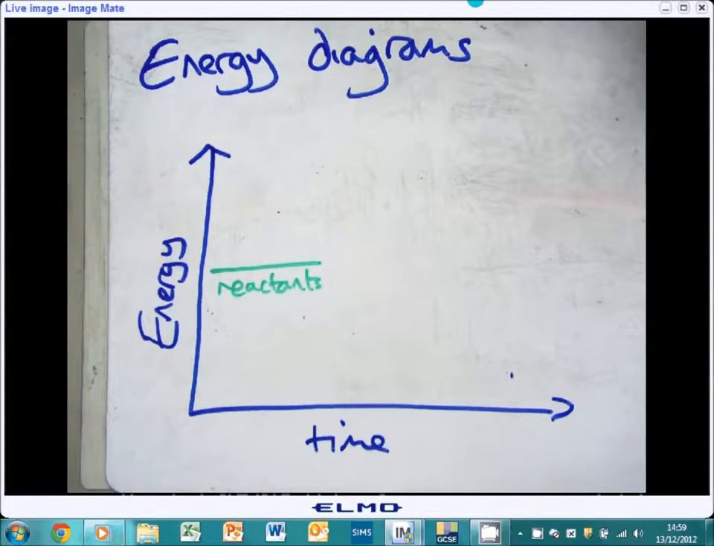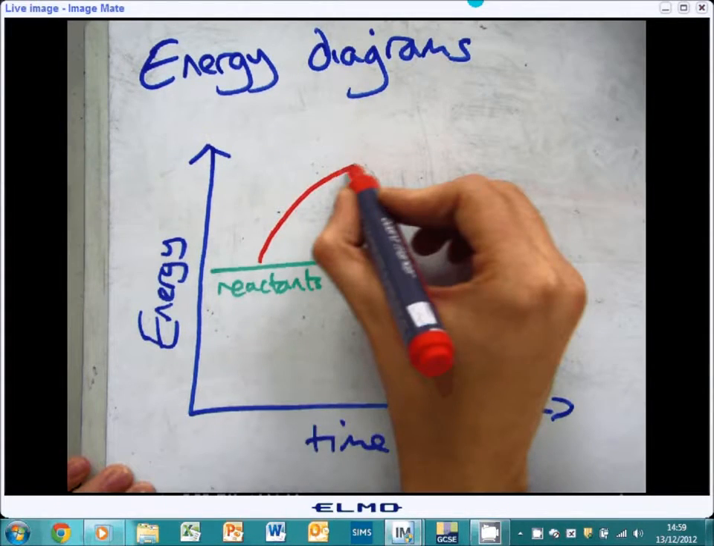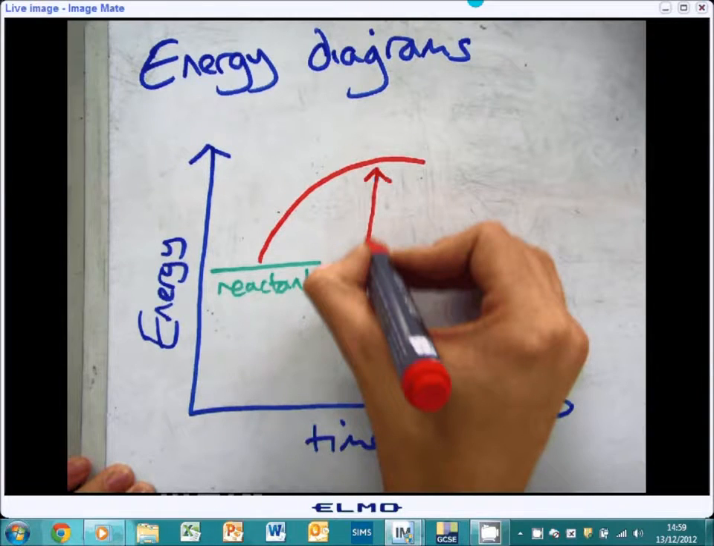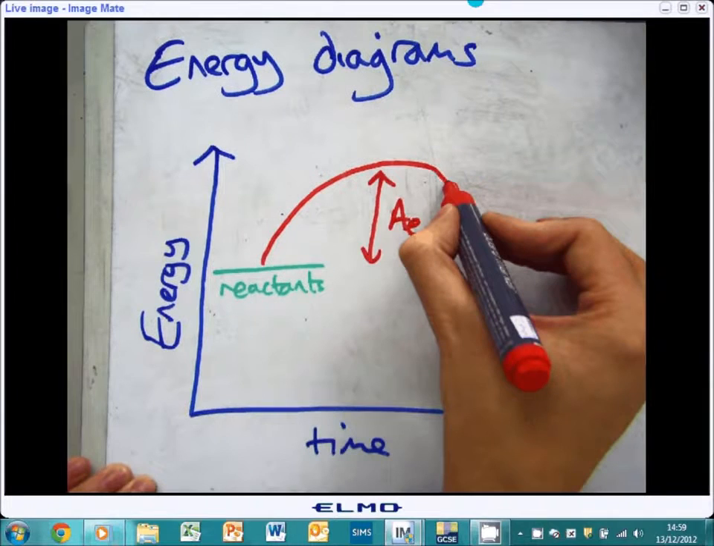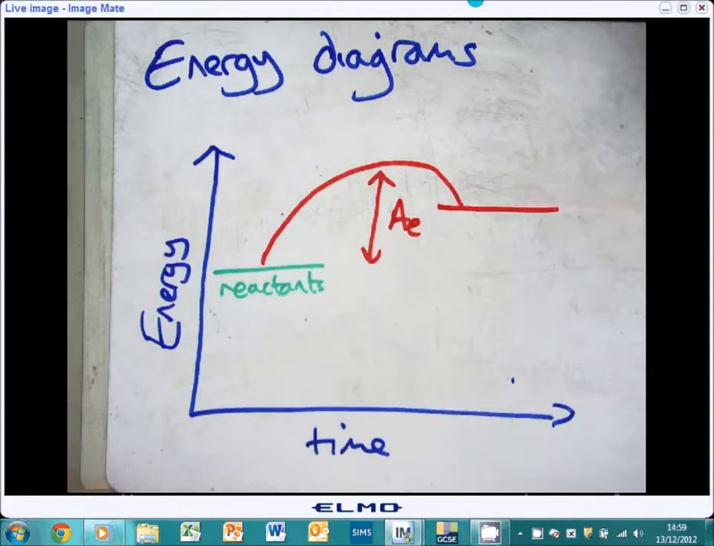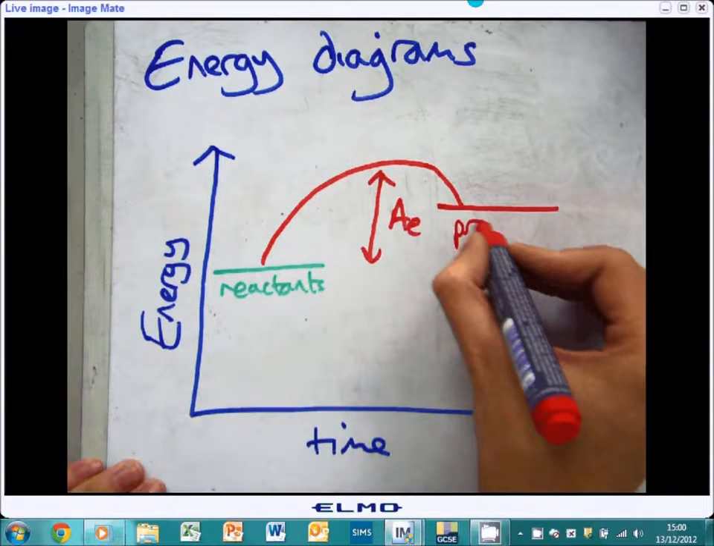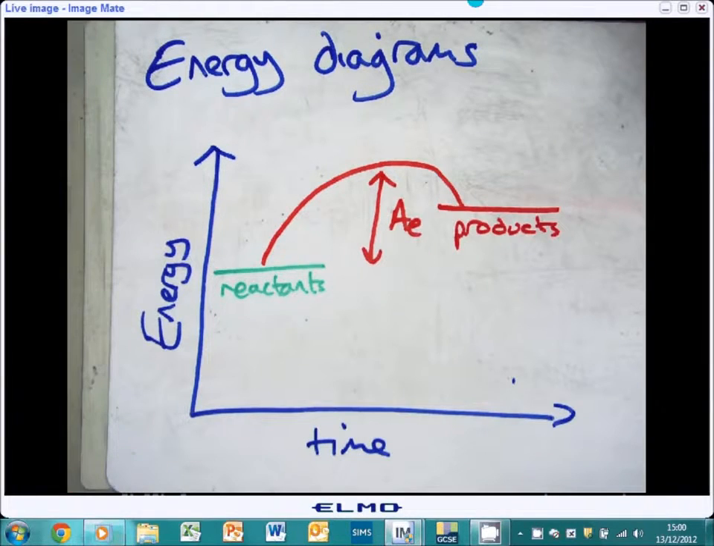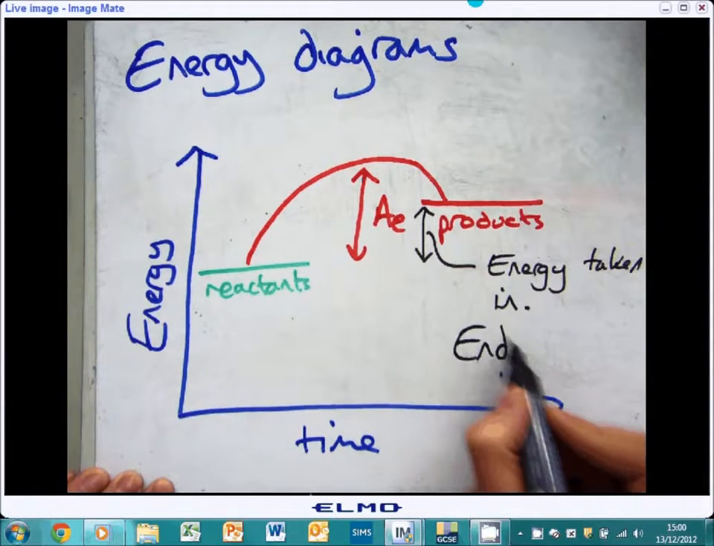In an endothermic example, again, you have to put in energy to break up the reactants. This is called the activation energy. However, this time, the energy of the product is greater than the energy of the reactant. Energy has been taken in from the surroundings, which is this amount here. Therefore, it is endothermic.